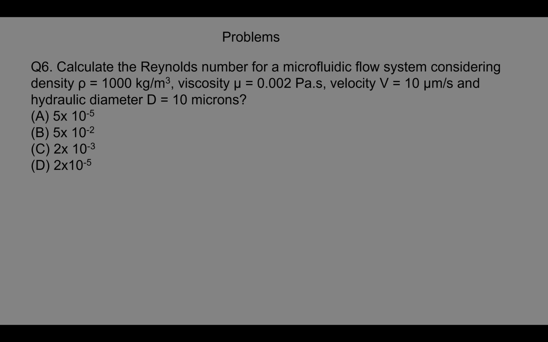Question number 6 has stated that calculate the Reynolds number for the microfluidic flow considering density rho is equal to 1000 kg per meter cube. Viscosity is around 0.002 Pa s. Velocity is around 10 micrometer per second. The diameter is equal to 10 microns. So now let's put this.